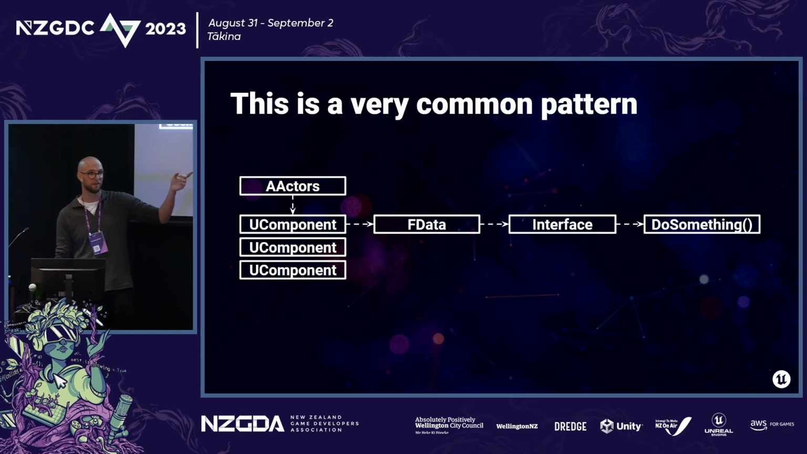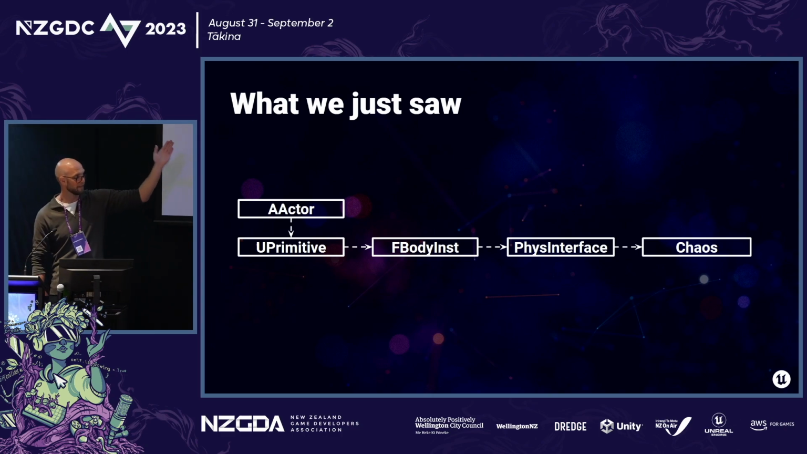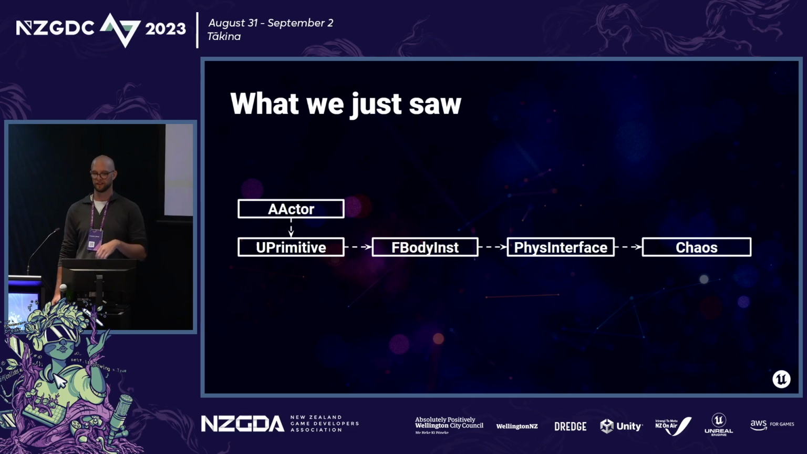When you get to that do something code, some of it's pretty amazing. There's some cool math in there and some magic, but most of it is what we're used to doing, which is like writing graphics submissions or doing AABB testing or something simple like that. And you're going to see this all over the engine. So what we just saw was an actor with a primitive component that had an FBodyInstance sent to a physics interface, and then Chaos did its thing.